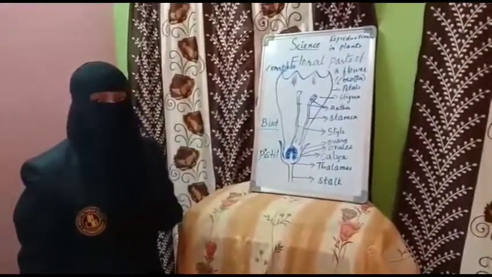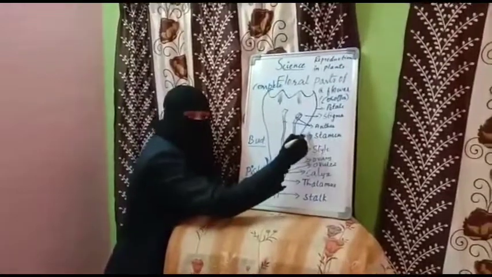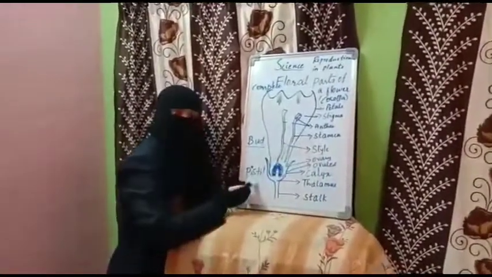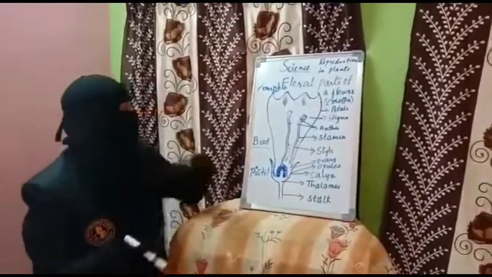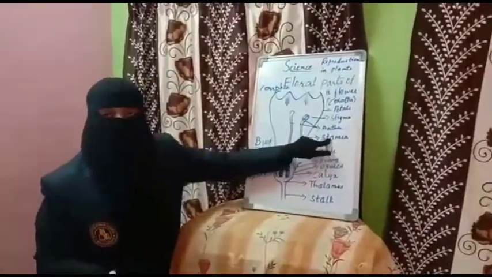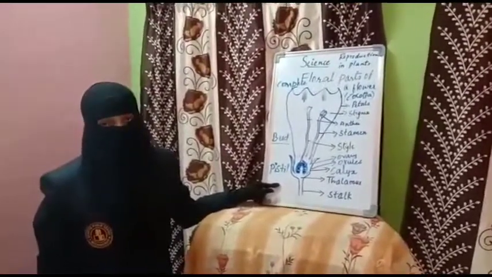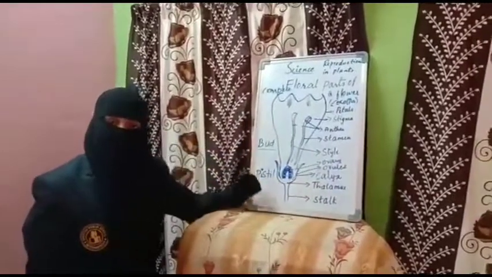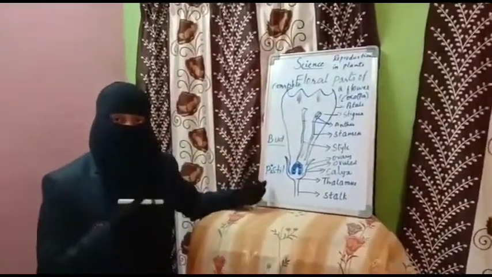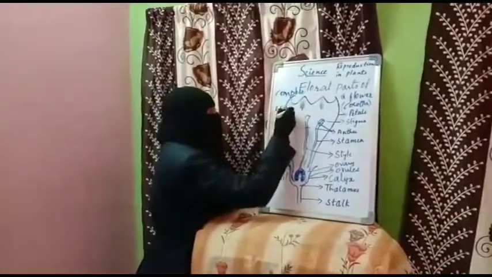We have one more category here that is based on the sexual organs. As I said, stamens are the male reproductive organs and pistils are the female reproductive organs. So if a flower does not consist of both stamen and pistil, then it is called a unisexual flower. Either it contains stamen, the male reproductive organ, or it contains pistil, the female reproductive organ. Those kinds of flowers are called unisexual flowers.